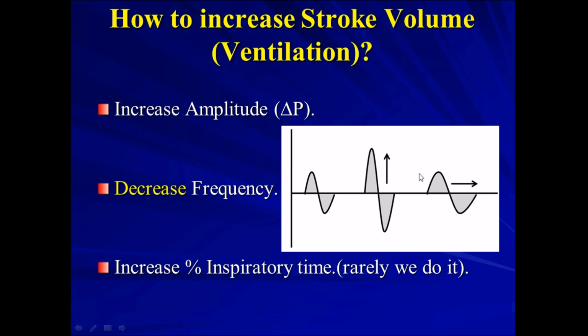So that's different than conventional mechanical ventilation. In conventional mechanical ventilation, I used to increase the rate to improve ventilation. Here we have to decrease frequency to improve ventilation. This is a big difference between high frequency ventilation, oscillator, and conventional mechanical ventilation. Even for the inspiratory time, if we increase the fraction of inspiratory time, that will improve the ventilation. But rarely do we do it in real life.